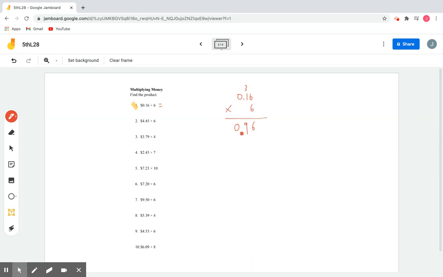So 0 is here. And then we have 2 digits behind the decimal point. So the final answer should have 2 digits behind the decimal point too. So I'm going to move the decimal point to the left by 2 units. And I will have the decimal point here. So we have 2 digits behind the decimal point. So the final answer will be $0.96. So 96 cents. Okay. And then let's move on to the next one.